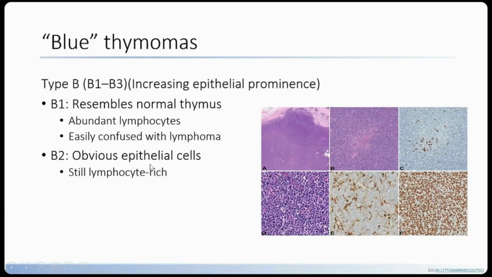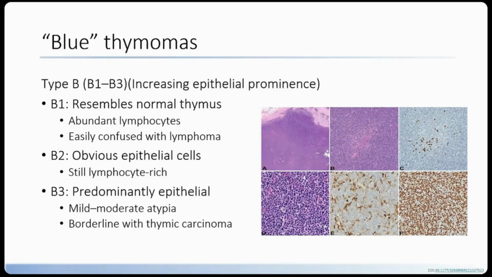B2 is still lymphocyte rich, but now it's much easier to see the epithelial cells. I always think if you can see the epithelial cells comfortably in a thymic lesion, I call it B2. People talk about aggregates, and the WHO Blue Book talks about aggregates of five cells. But essentially, if you can see the epithelial cells easily, but there are still lots of lymphocytes, it's B2. And then B3, if you struggle to remember it, B3 rhymes with free, and it's free of lymphocytes.